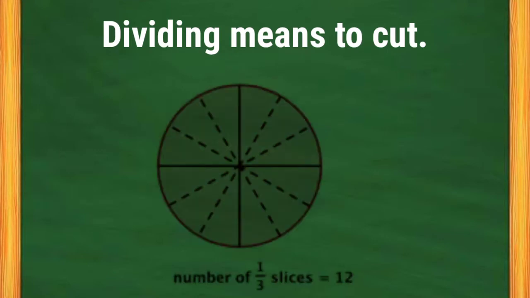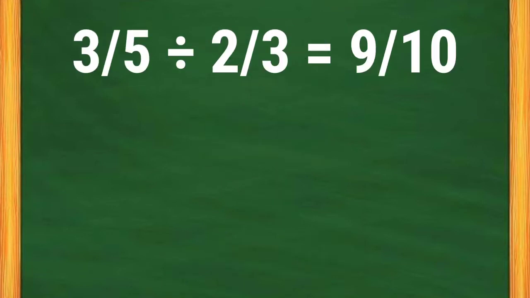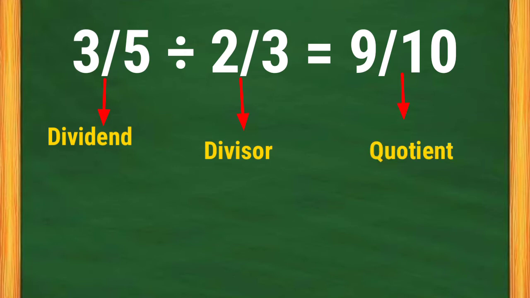Dividing means to cut or split into equal parts or portions. In the process of dividing, it is possible that the quotient is an exact whole unit, or it may come with an excess when fractions become involved in the process. Here are some basics you should recall about division, like 3/5 divided by 2/3 equals 9/10, in which 3/5 here is what we call the dividend, 2/3 is what we call the divisor, and the answer, which is 9/10, is what we call the quotient.